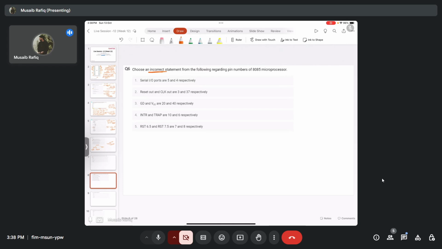Serial input and output ports are 5 and 4. Reset out and clock out are 3 and 37. Ground and VCC are 20 and 40. INTR and TRAP are 10 and 6. Reset 6.5 and 7.5 are 7 and 8 respectively. Anyone? Which of the following is incorrect?